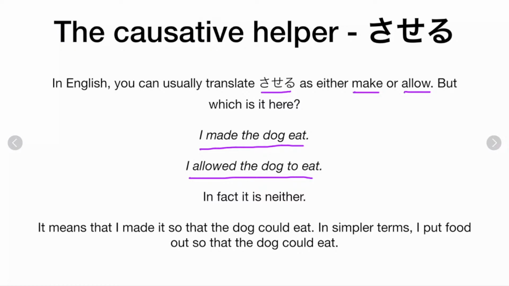And in fact, it actually means neither of those. It just means that I set up circumstances so that the dog could eat. Okay? So in general, saseru will either mean I made them do this or I let them do this, right? If you wanted to ask for permission for something, you would use saseru plus kureru, for example. Allow me, please give me the action, right? So cause this set of circumstances to exist so that I can do this verb.